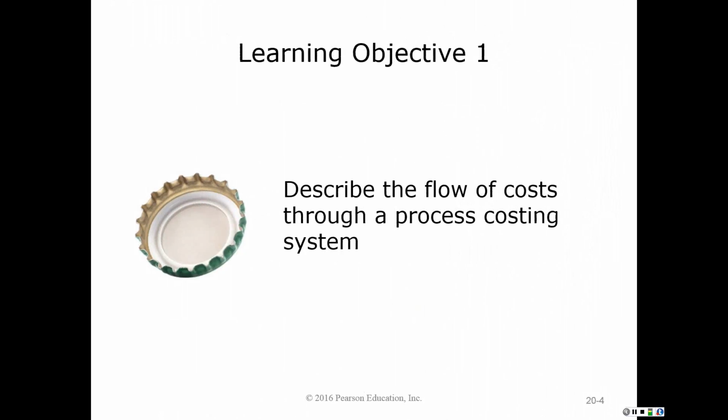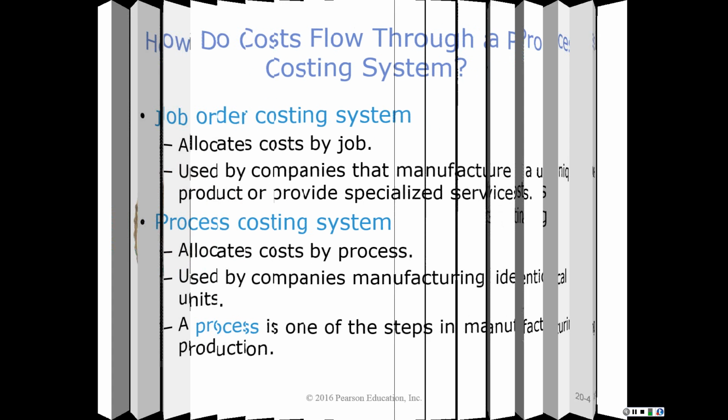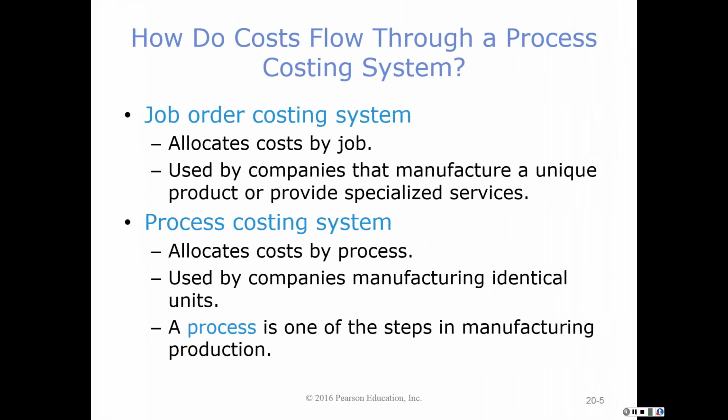So the first objective is to understand how the costs flow through a process costing system. How is this different than the job order costing system that we've talked about already? So if you remember, in our job order costing system, we looked at costs that are allocated by job. Remember, we had job 27, 28, 29. So these were typically companies that were manufacturing some unique product or a specialized service.